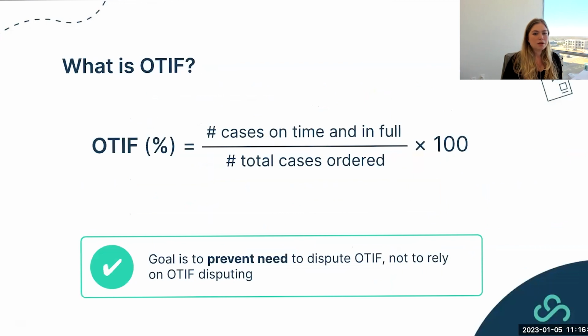Okay. So what is OTIF? So OTIF is, again, going to be a percentage amount. So that's going to be how you're scored. It's the number of cases that are on time and in full divided by the number of cases that were ordered. So how successful were you in actually getting your product there when you needed to, and as much as they said you were?